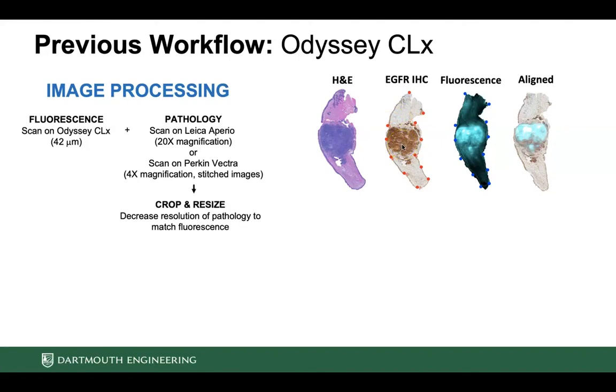We then, just to state, the Aperio is 20 times magnification, so high magnification and a line scanner, and the Perkin-Elmer-Vectra actually needs stitched tiles. And so these are both very time-consuming, and they're also very, very large in size. Typically, each image is about a gigabyte, if not larger. In addition to these being large files, they're also very high resolution, higher than what we need in order to compare to our fluorescence.